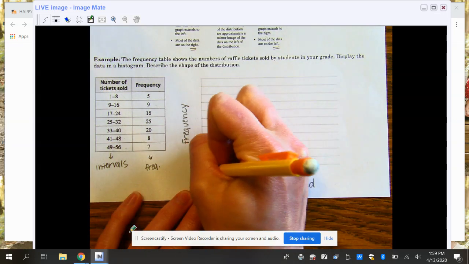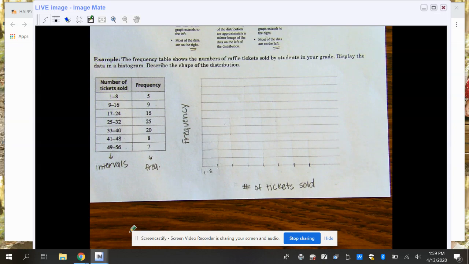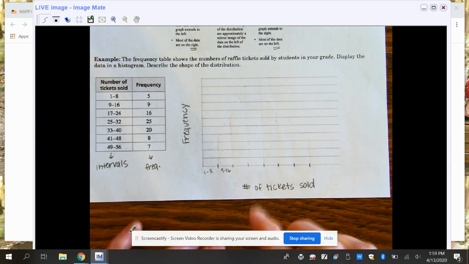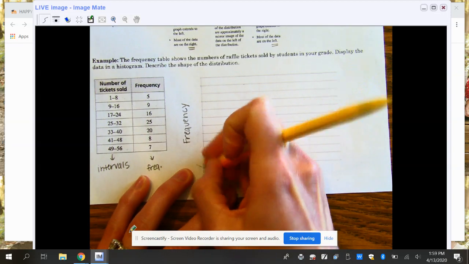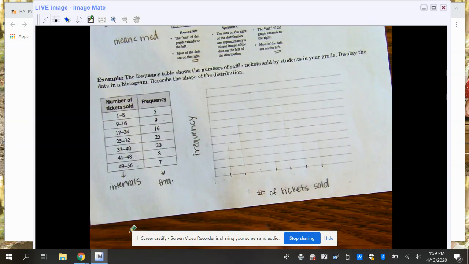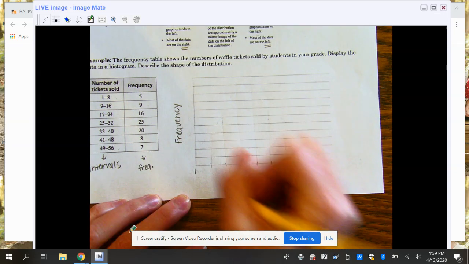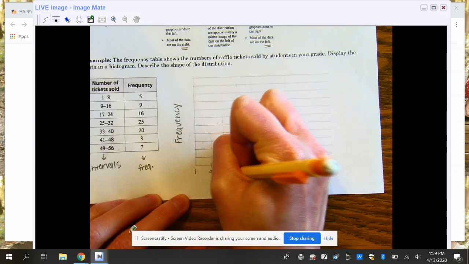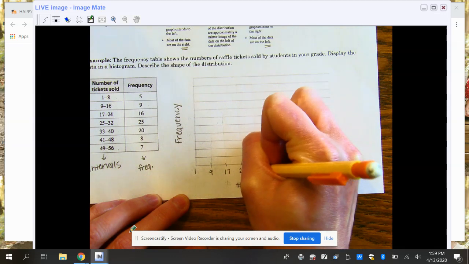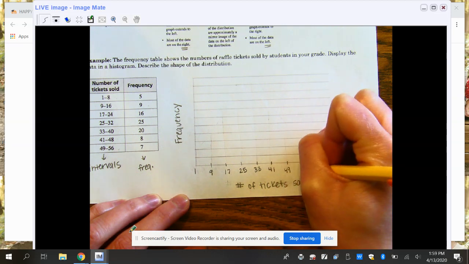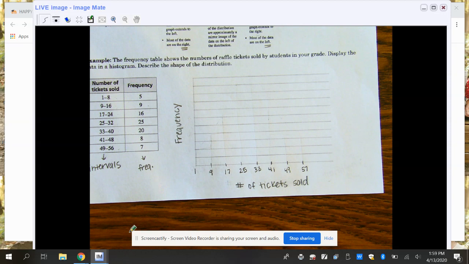Okay, so again, the easier thing to do if you're making your own is to just go 1 to 8, 9 to 16, and so on and so forth. But a lot of times that can get a little bit crowded, and so to simplify it, you'll just see one number here, here, here, and here. But what you would see would be something like this: 1, 9, 17, 25, 33, 41, 49, and 57.